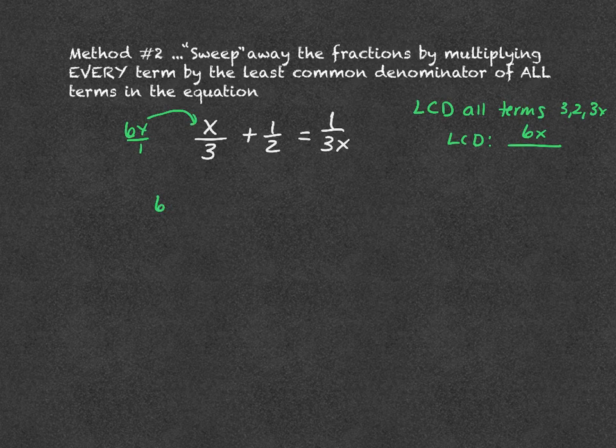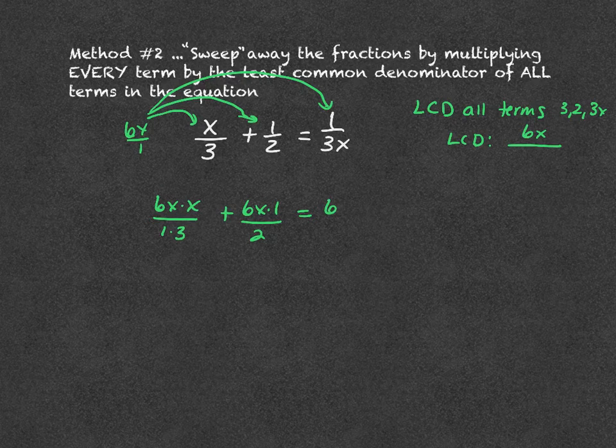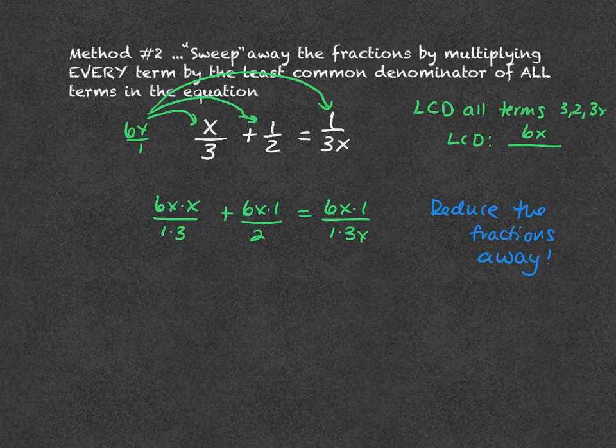So 6x times x, and then on the bottom we'd have 1 times 3. If we multiplied this term by 6x over 1, we would have gotten 6x times 1 over 2. Then we're just keeping our equal sign. I'd have to multiply this last term. So on top it would be 6x times 1, and the bottom it would be 1 times 3x. And after we do that, we should be able to reduce the fractions away. Now, if something doesn't go away, then you have the wrong common denominator.